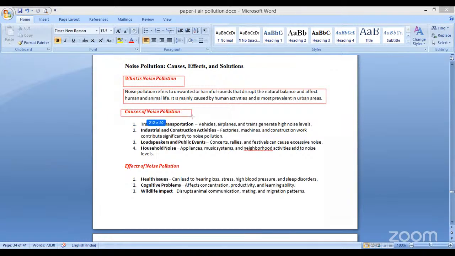Causes of noise pollution. Traffic and transportation: vehicles, aeroplanes, and trains generate high noise levels. Industrial and construction activities: factories, machines, and construction work contribute significantly to noise pollution. Loudspeakers and public events: concerts, rallies, and festivals can cause excessive noise. Household noise: appliances, music systems, and neighborhood activities add to the noise level.